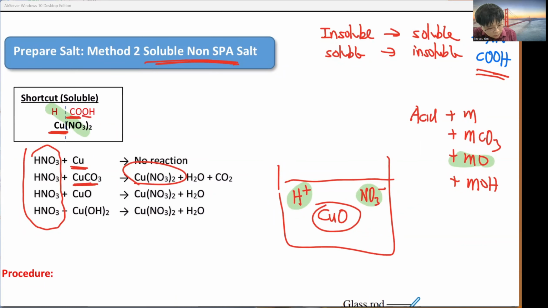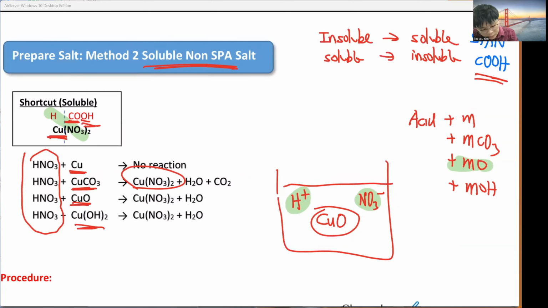Copper O, copper oxide. Copper OH, hydroxide. Okay, I'll pair with these 4. You can choose any one of these 4, but I recommend you don't choose the first one, because sometimes they will have the trap: acid plus metal, very dangerous, and some of them have no reaction. Like for example, copper, there will be no reaction. So I highly recommend you to use carbonate and oxide. These 2 are the best. Although I give you COOH, if you try to use oxide and carbonate it will be the best.